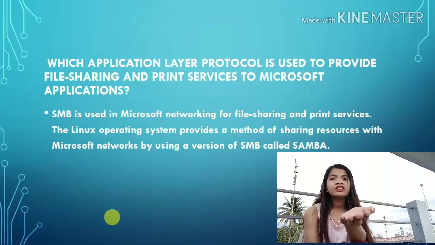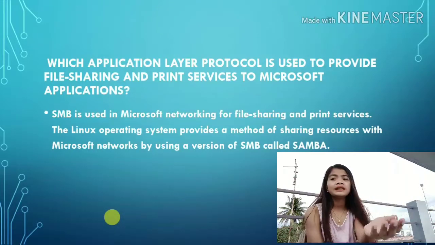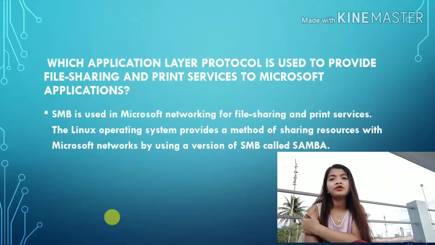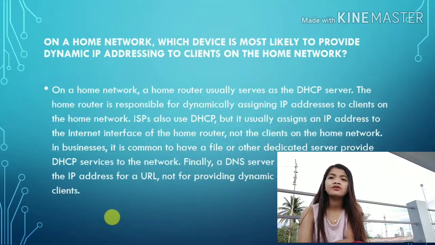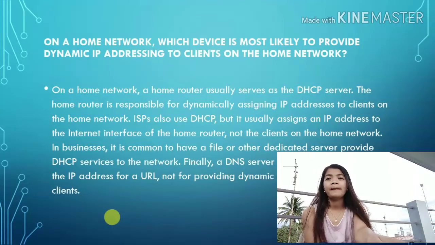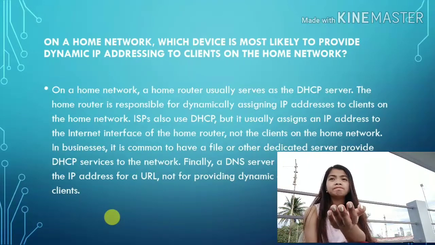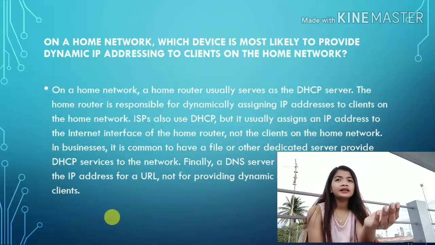Which application layer protocol is used to provide file sharing and print services to Microsoft applications? The SMB is used in Microsoft networking for file sharing and print services. The Linux operating system provides a method of sharing resources with the Microsoft network by using a version of SMB called Samba.